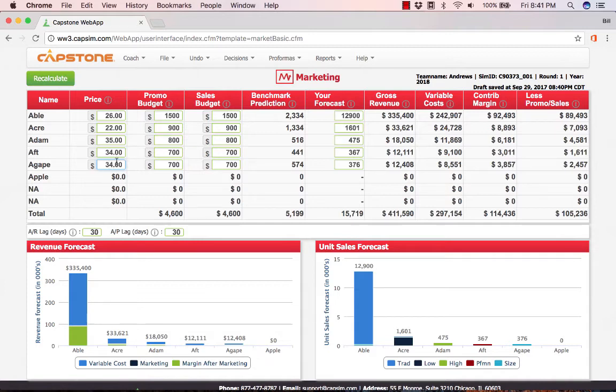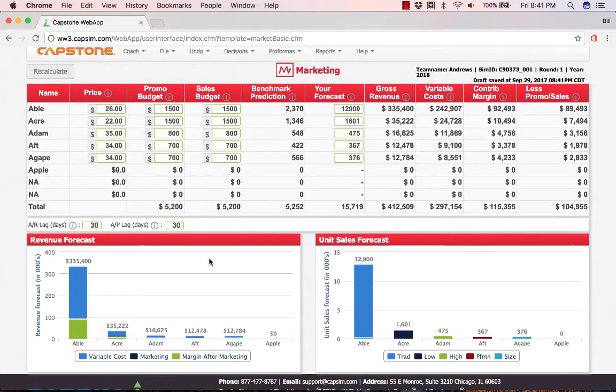There we go. And again, up to you as to what you want to do with promo budgets. Because I'm most interested in selling a bunch of Able and Acre, I'm probably going to jack up my promo budget on that, and I'm probably going to jack up my sales budget on that this round, and I'm probably going to leave the rest of them totally alone. So let's hit recalculate again. Okay, what am I still missing?